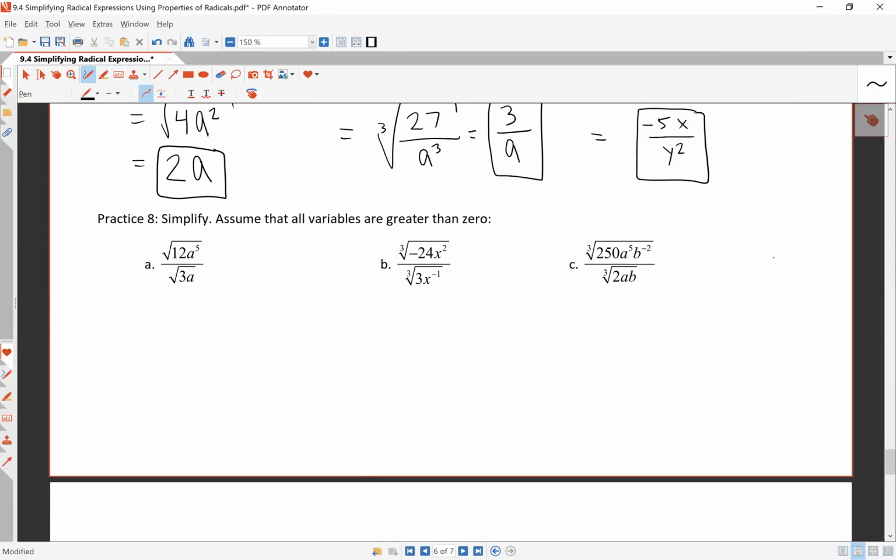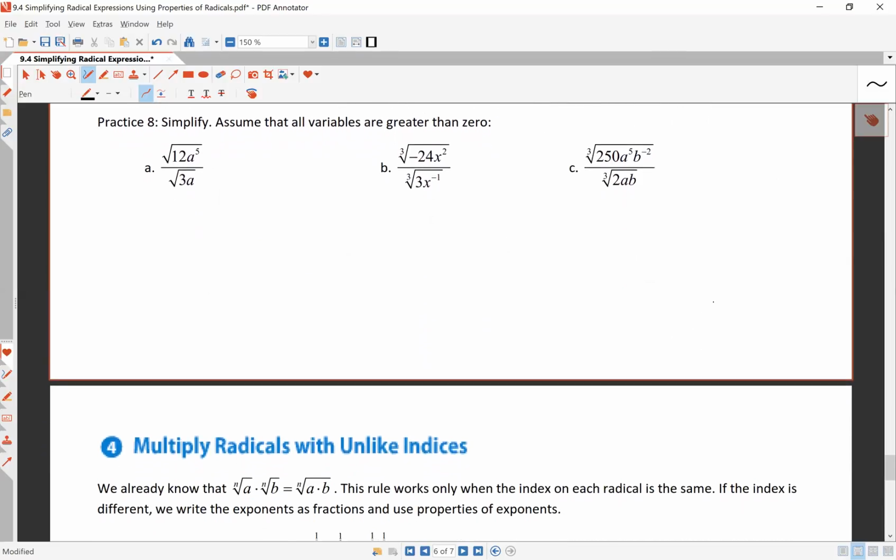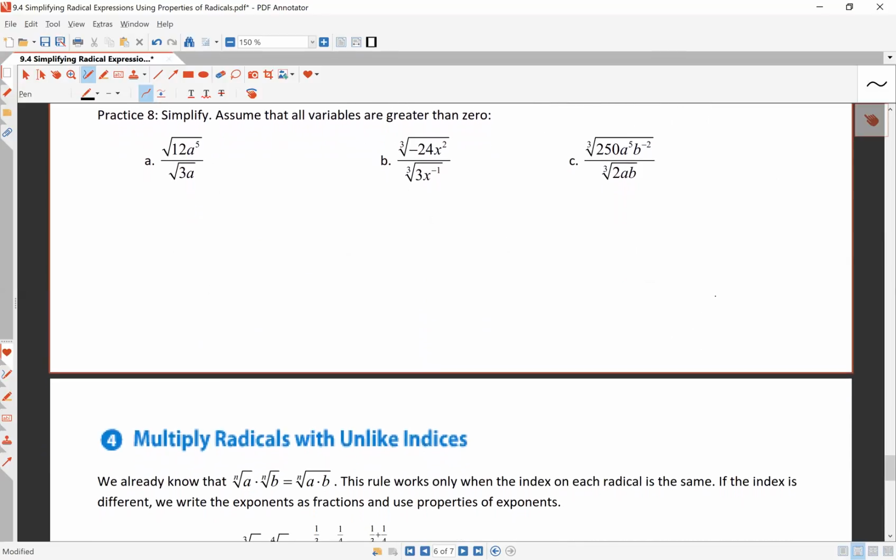And here are 3 practice problems for you to try. I encourage you to press pause on your video and work these out, and come back when you're ready to see the solution. Now that you've had a chance to work these out, I'll work these out with you.